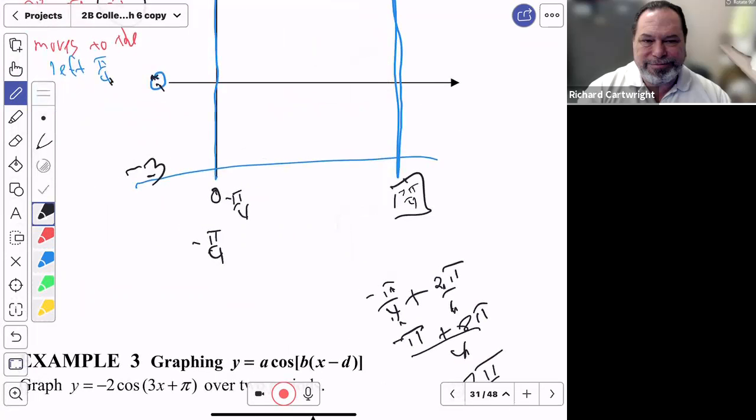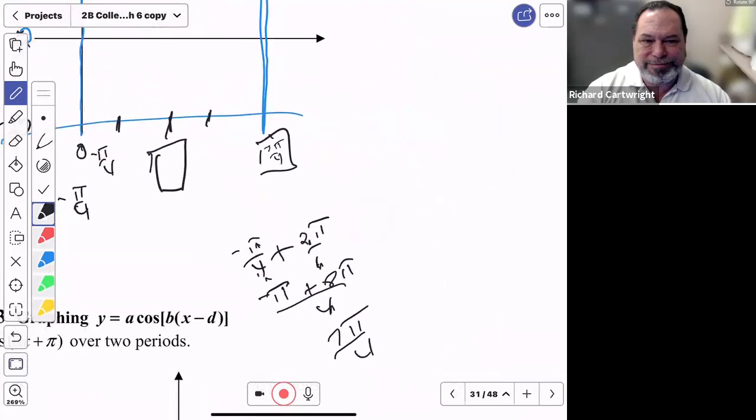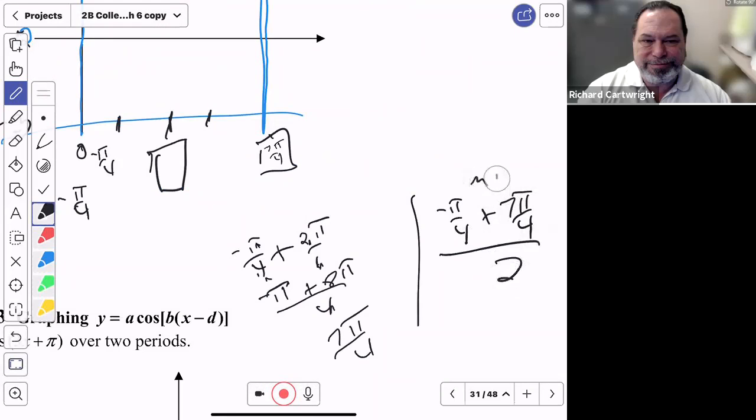All right, the middle. Since I have to do all my numbers, let's just do all the numbers right now. Let's do the middle right now. How do I get the middle? To get the middle, you take the two endpoints. One was a negative pi over 4. The other is a 7 pi over 4. And I'm dividing it by 2. That's how you get a midpoint. This is how I got the endpoint.